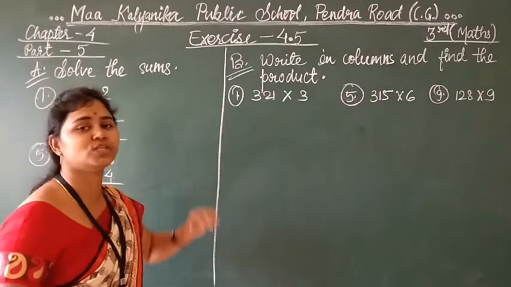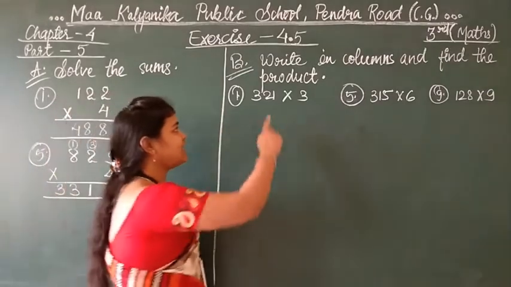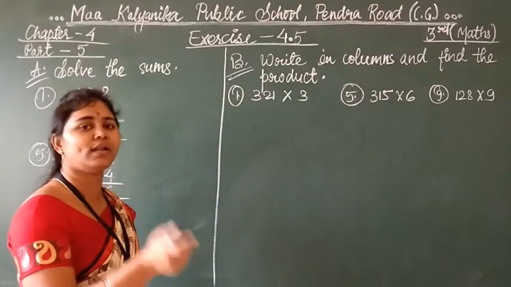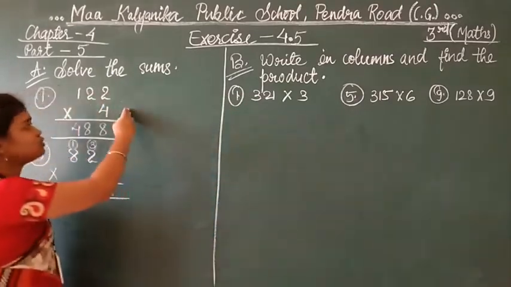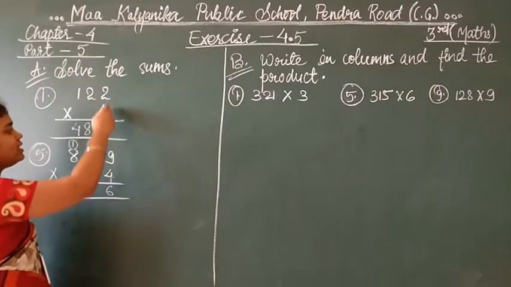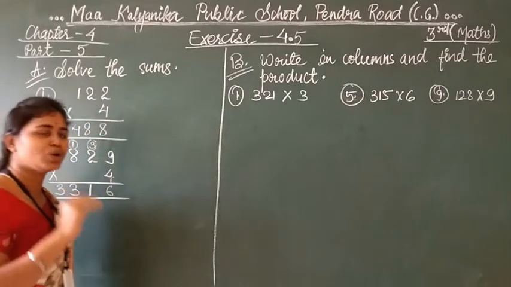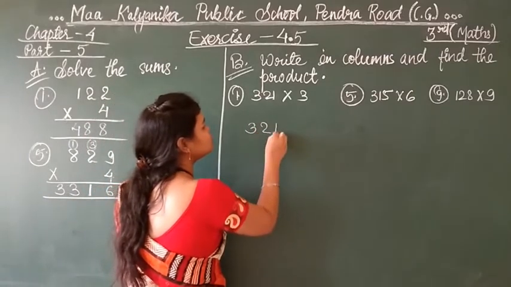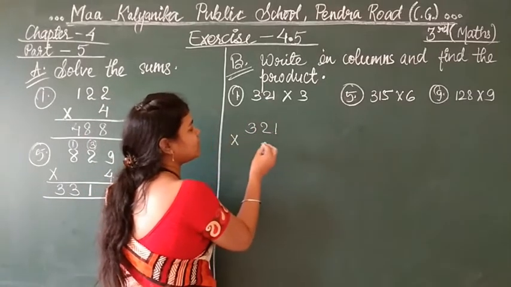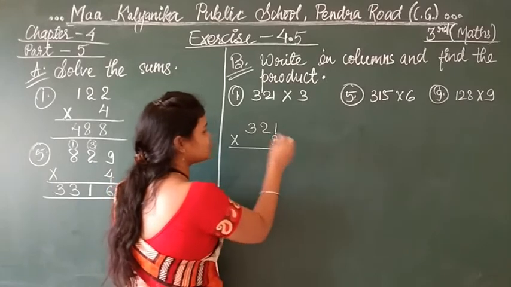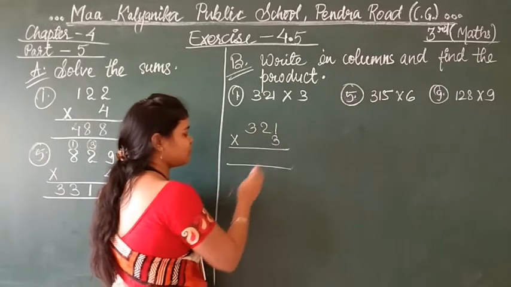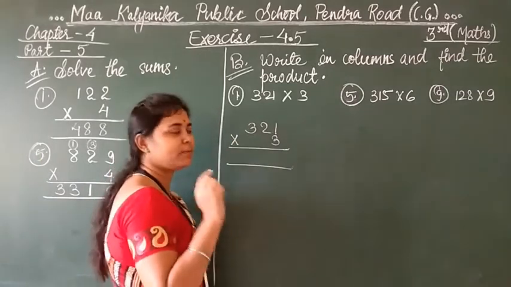I am moving to question number B. Question number B is write in column and find the product. But here in question number A the questions were already arranged in column. Now we have to arrange this in column, like question 1: 321 multiplied by 3. So I am writing in column, and we will find the product. Product means the answer of multiplication.